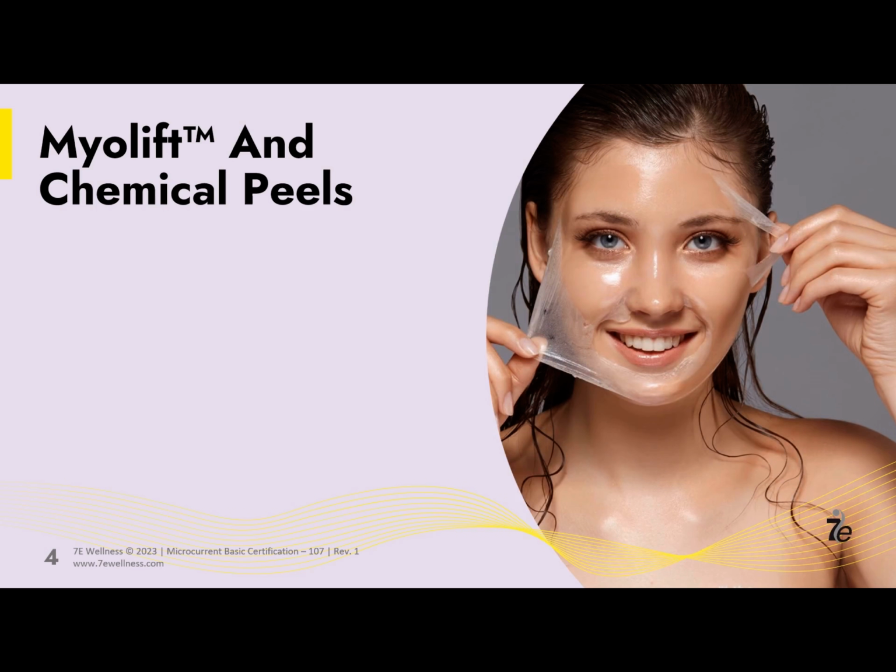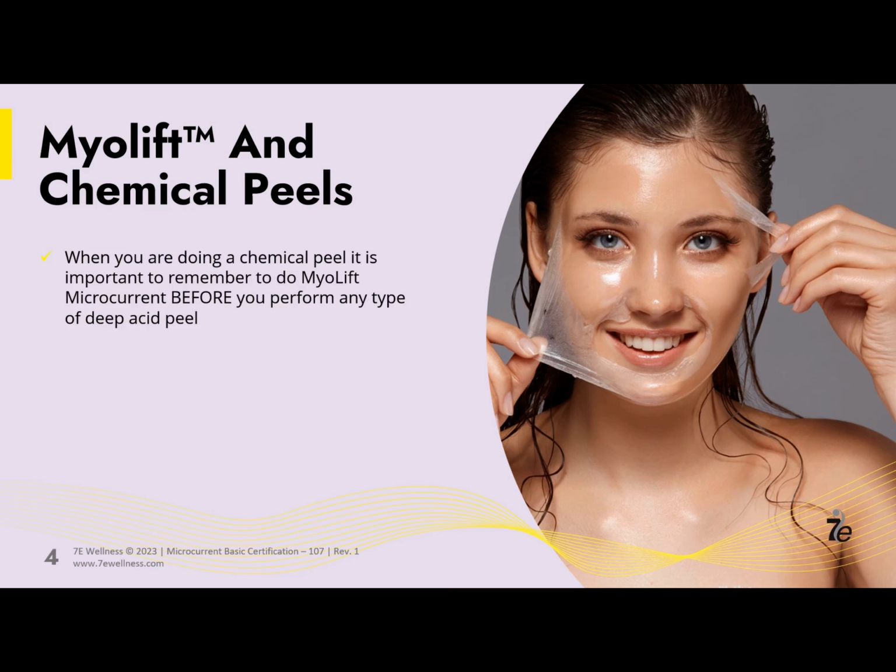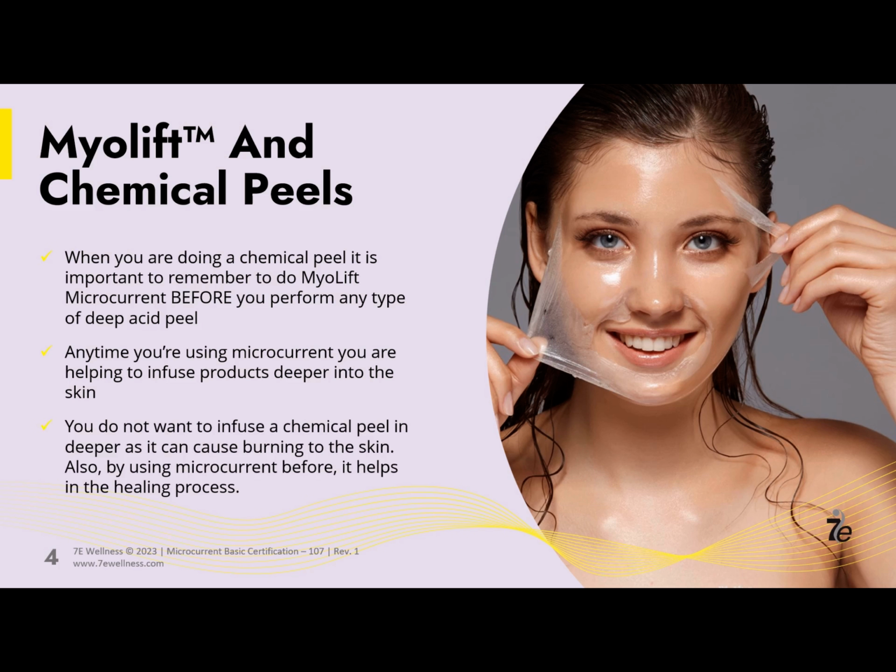If you want to add microcurrent with a chemical peel, always remember to do microcurrent before you perform any type of deep acid peel. Anytime you are using microcurrent, you are helping to infuse products deeper into the skin, and you do not want to infuse a chemical peel in deeper because it can cause burning to the skin. That's why we ask you to do it before. And remember, the reason you would do it before a chemical peel is because it helps aid in the healing process.